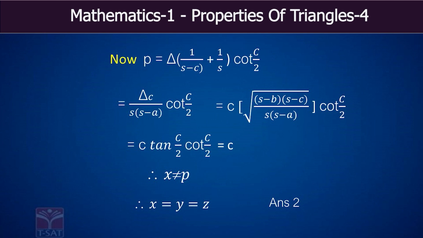So therefore, x is equal to y is equal to z. That is the only correct option, and each is equal to p is not correct. So the correct option is option number 2.